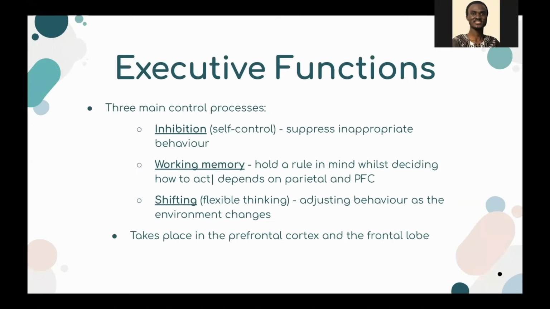Lastly, shifting allows one to change their behavior as the environment changes around them. For example, when you find out that you're running late, you may walk faster or take another route that you think is a shortcut. All of these executive functions take place in the prefrontal cortex and the frontal lobe.